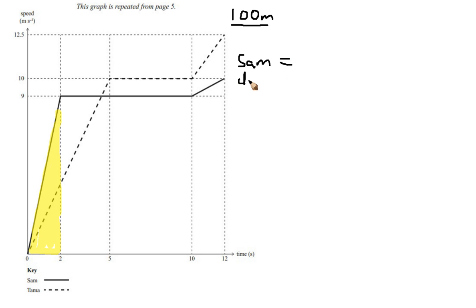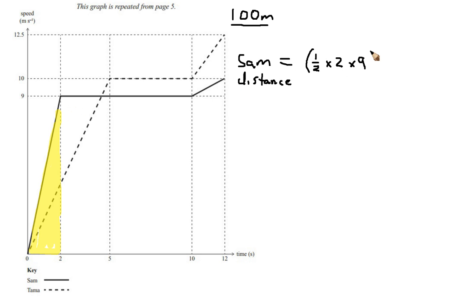Sam's distance is going to be, so we can string this all together, 1/2 times the base, so that's times 2, times the height, which is 9.